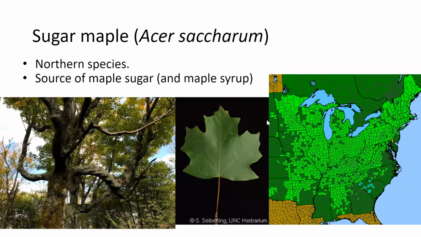And then lastly, sugar maple. This is a northern species that is the source of maple sugar and maple syrup. You can see this is an enormous one that I found, and it has a pretty familiar shape to you. It looks a lot like southern sugar maple, but it is the species that's found farther north and tends to get much larger. So this is Acer saccharum.